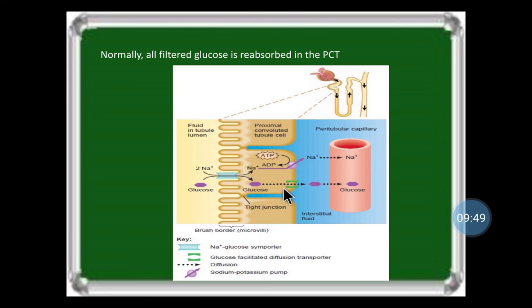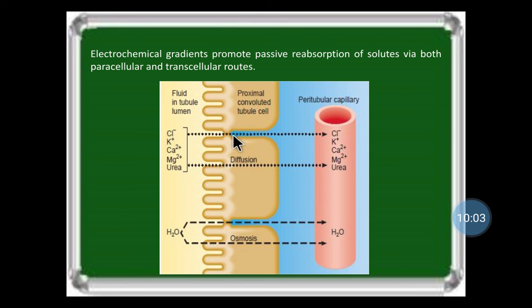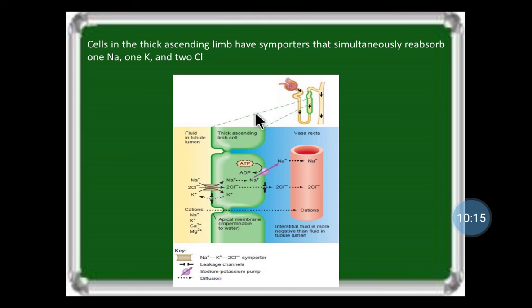Normally the glucose is reabsorbed in the proximal convoluted tubule by this mechanism, called the sodium and glucose symporter. Now, the electrochemical gradient drives the passive reabsorption of solutes via both the paracellular and the transcellular route. Then the cells in the thick ascending limb have a symporter that simultaneously reabsorbs sodium, potassium and chloride, the sodium, potassium and chloride symporter.